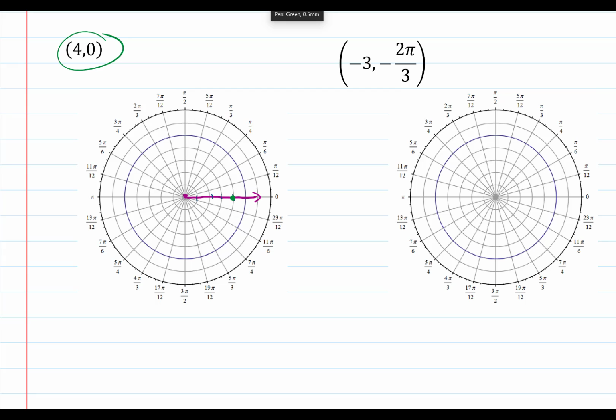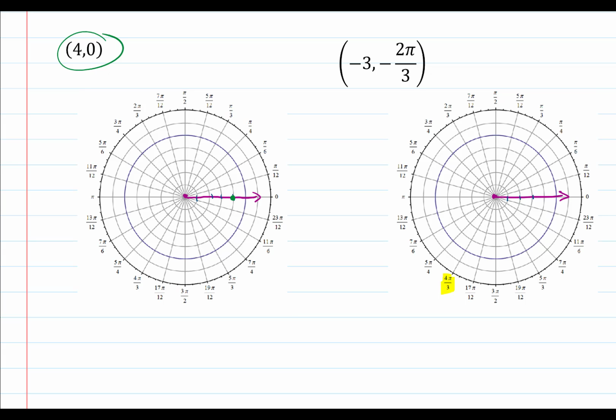Next, I have (-3, -2 pi over 3). So again, I'm going to draw my pole and the polar axis. I'm going to go 3 units away from the pole along the polar axis. Now notice that r is -3. I'm not going to deal with the negative quite yet. So I've gone 3 units away from the pole along the polar axis. I'm going to rotate -2 pi over 3. This would actually put me in the third quadrant. It's actually going to put me at +4 pi over 3 because those are coterminal angles.